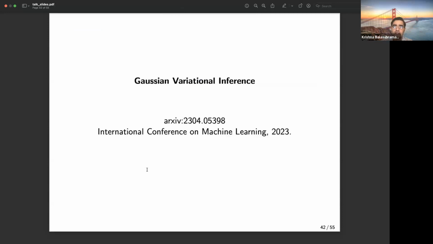All right, and in the remaining time I will have left, I'll just briefly touch upon this Gaussian variational inference problem. This part of the talk is based on this paper appearing on arXiv here, which is published in ICML 2023.